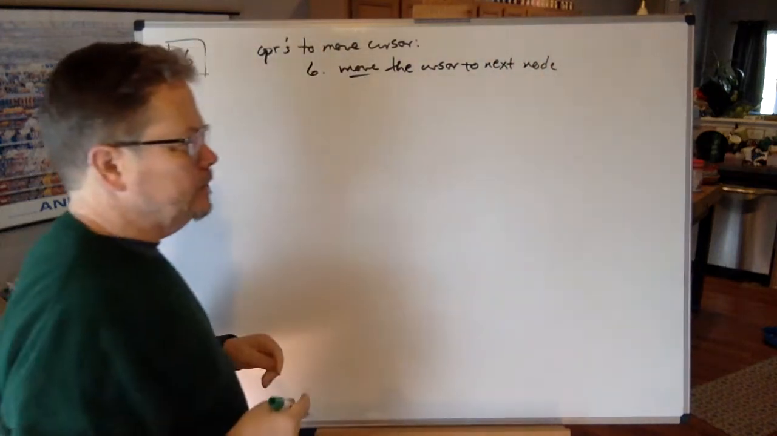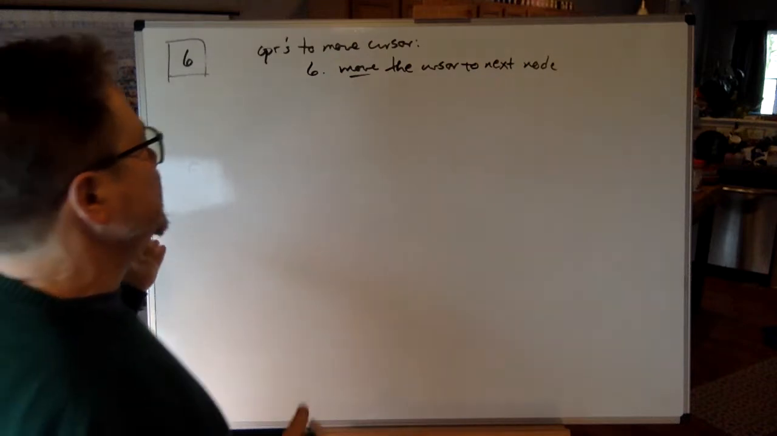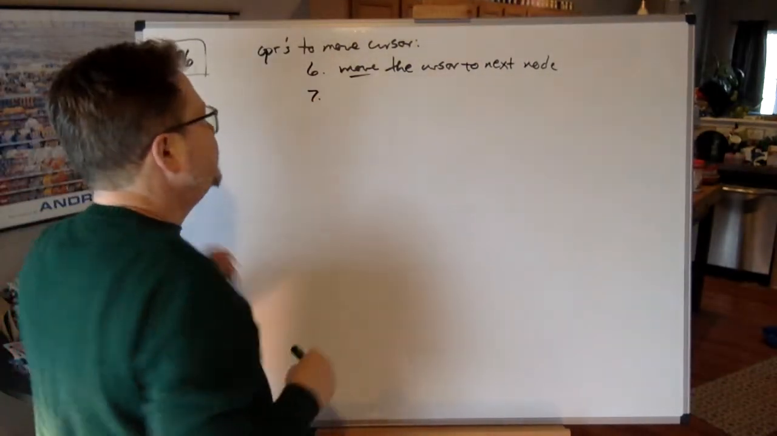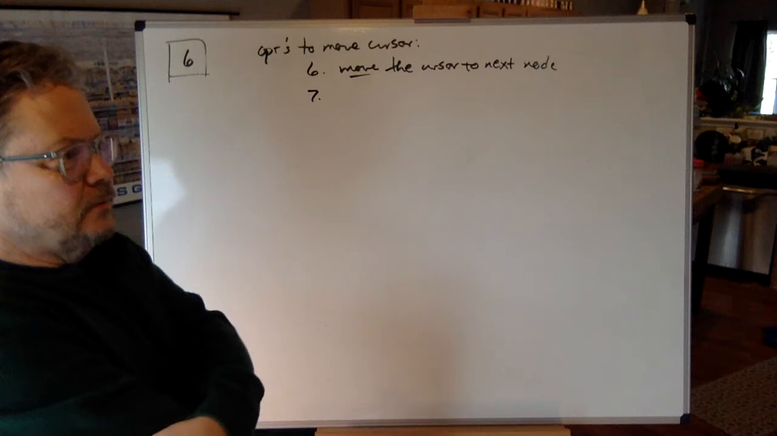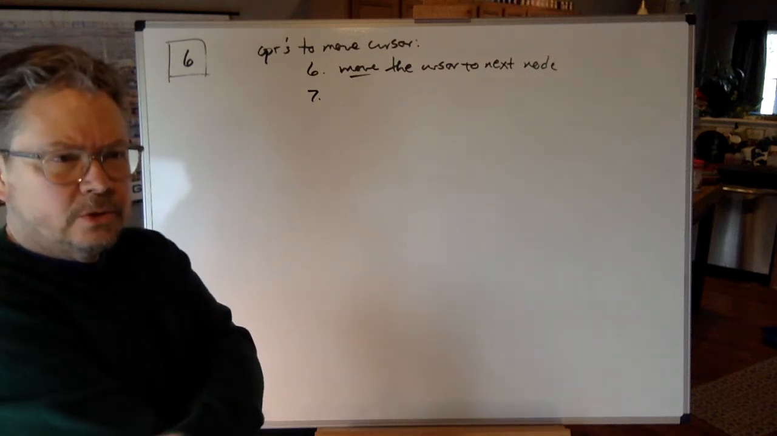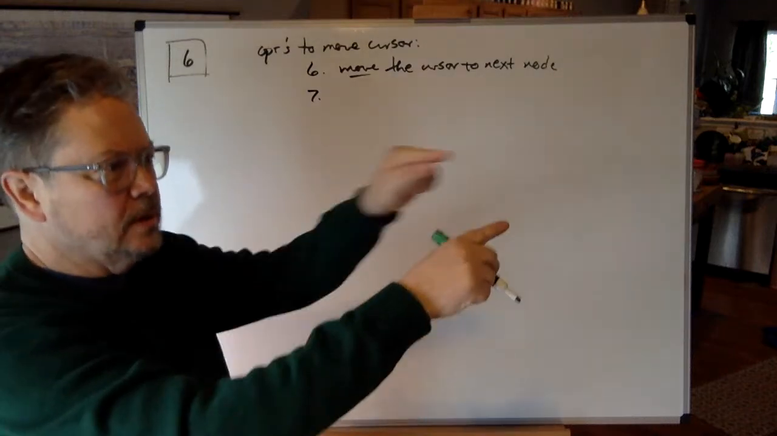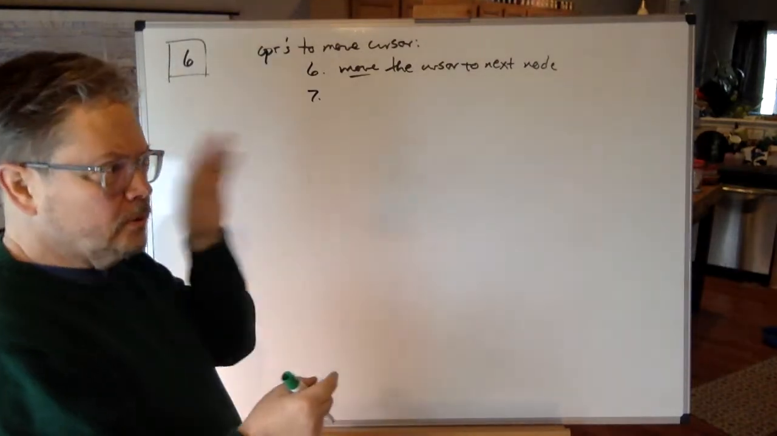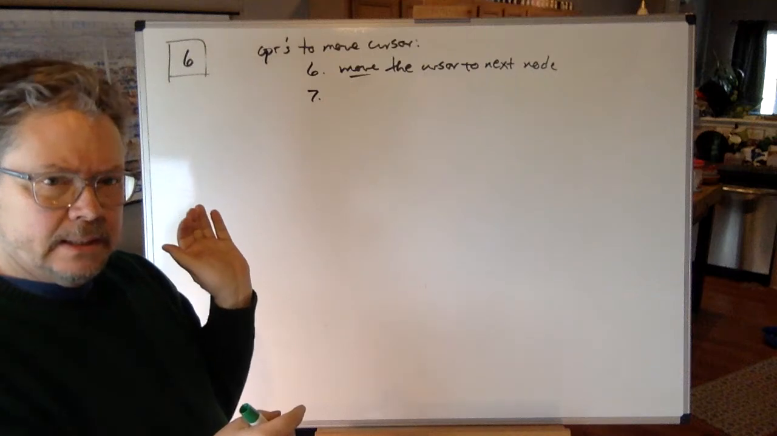I know that's illegible. I'm sorry. Move the cursor to next node. 7. Well, let's ponder this for just a second. That's a one-way trip. Cursor equals cursor next is going to take us one at a time down through the list. But once we get down there, there's no way to come back.